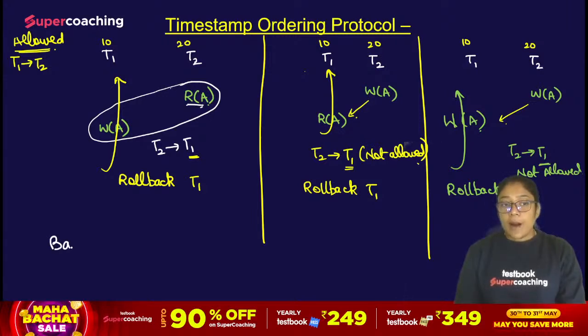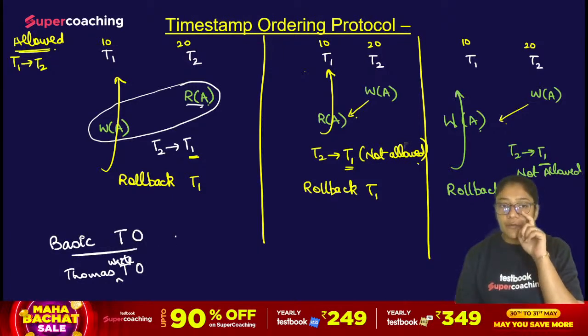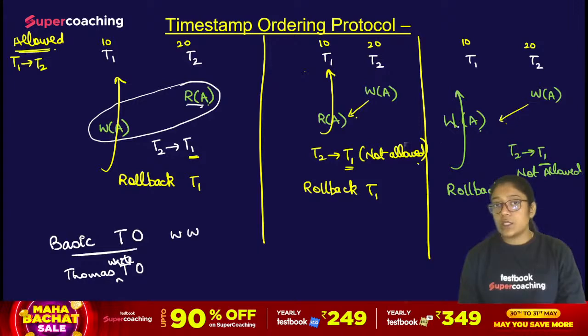If we talk about the Thomas timestamp ordering protocol, or you can say the Thomas Write timestamp ordering protocol, then only one case will change. The difference is that in WW also we are rolling back the transaction if it is not satisfied. This is according to the basic timestamp ordering protocol.